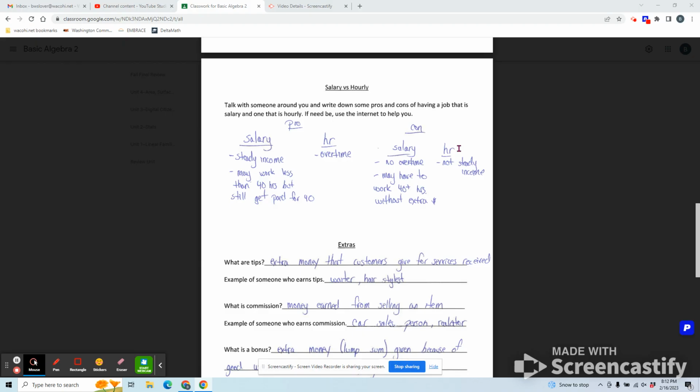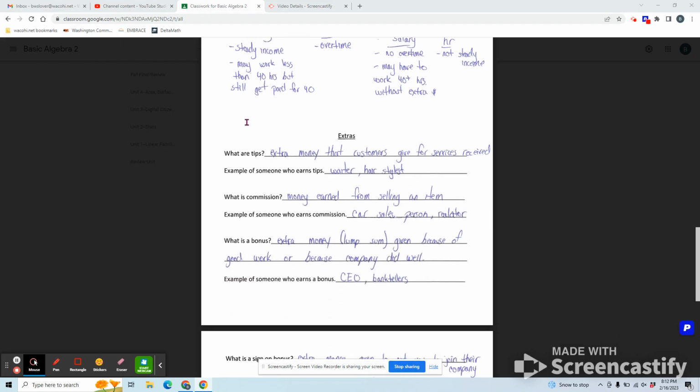The con of working hourly is it's not a steady income. You could be working 10 hours one week, and then the next week you're working 40 hours. The week after that, you're working 28 hours. So it's not a steady income. So it's reliable, but it's not really that reliable because it's not a set amount.